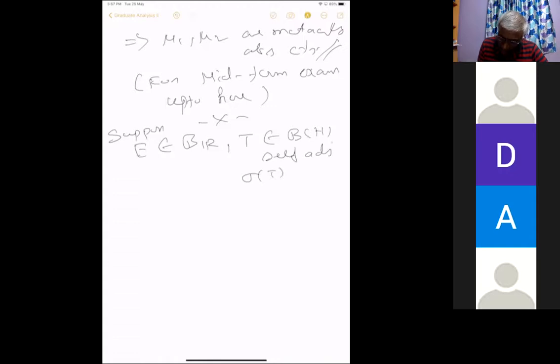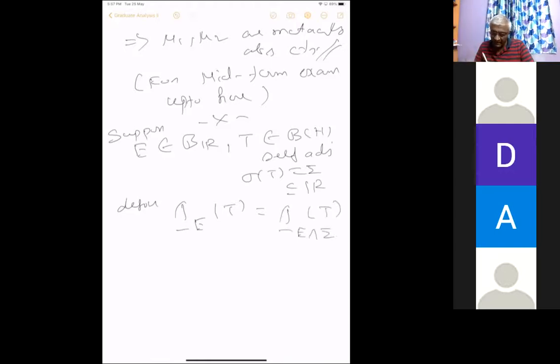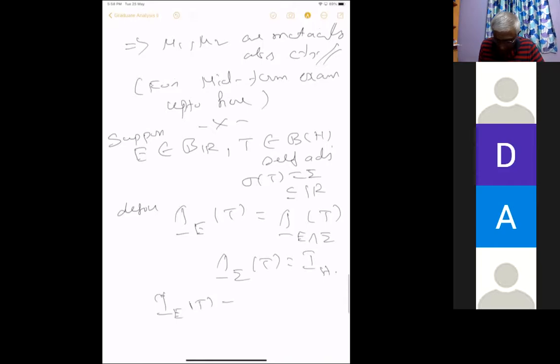So sigma of T equal to sigma, which is contained in R. Then you define 1_E of T to be 1_E intersection sigma of T. So you can define it for any Borel set in R. You take the intersection with the spectrum, and when E is in the complement of sigma, this projection is 0. As you can see, 1_sigma is just the identity. So the 1_E(T) are called spectral projections.